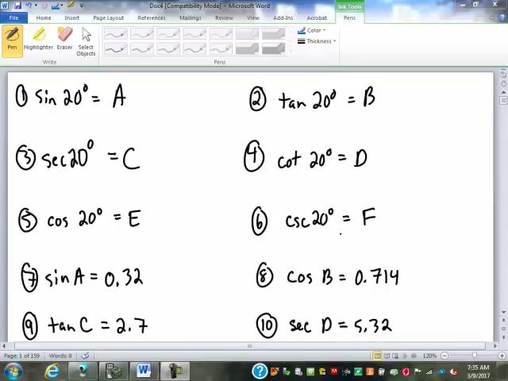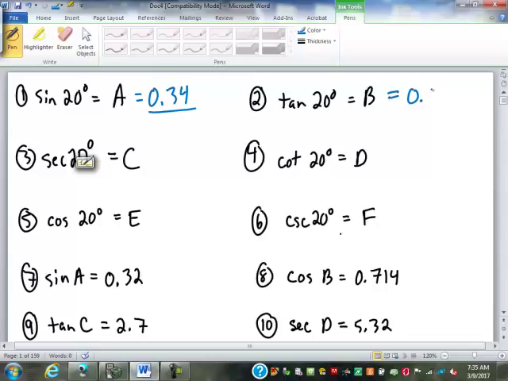So starting on the top, sine of 20 equals a. All that's asking you to do is punch in the calculator sine of 20, which is going to give you what? 0.34. Okay. Tangent of 20 equals b. Again, that's just asking you to punch in tangent of 20, which is?